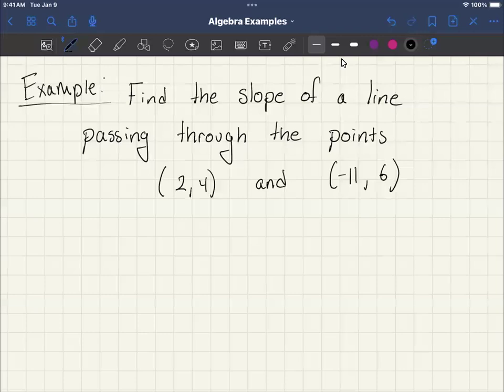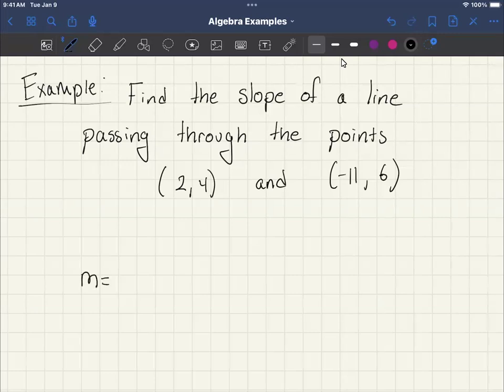We are finding the slope of a line that is passing through 2 points, (2, 4) and (-11, 6). Slope means that we are going to be using the letter m. That is always going to mean a slope. Whenever we see the letter m, we should think slope of a line.